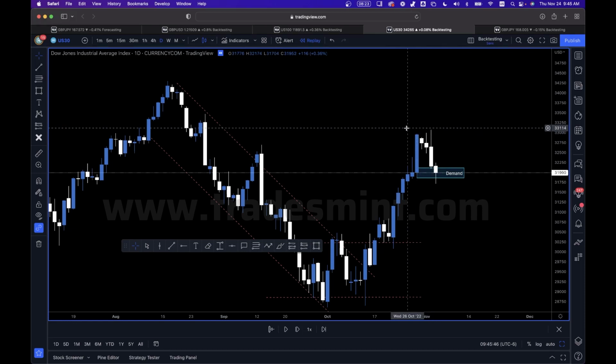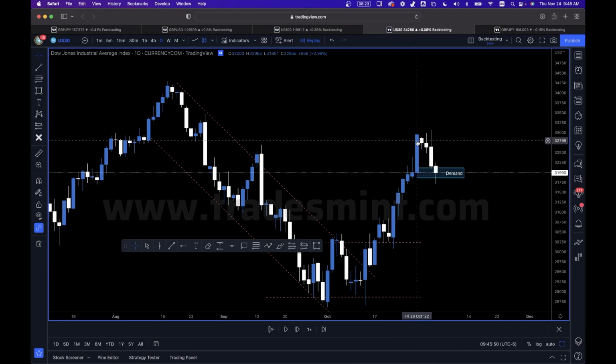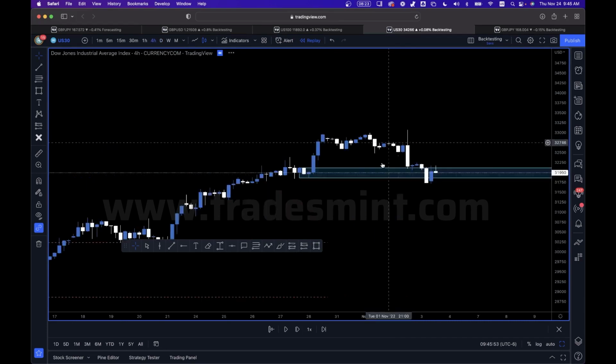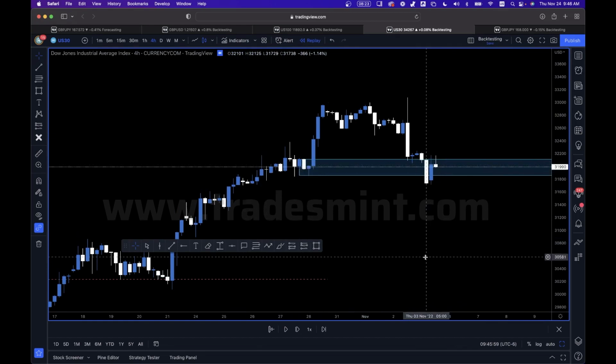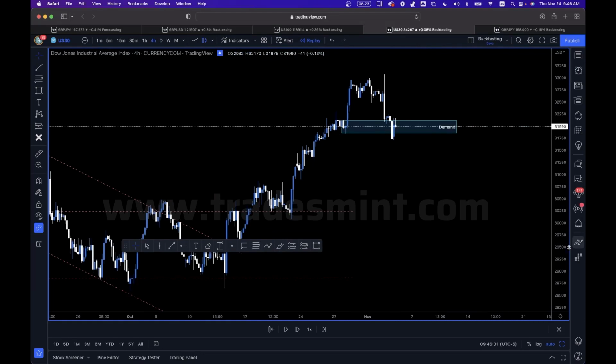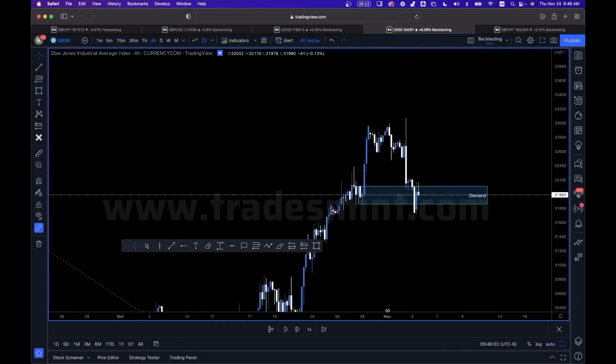We want to be buying. So when price comes, look at this rally, base, rally. Okay, look at the 4 hour. Here, we have a rally, base, rally, okay? So this is a 4 hour demand zone. All right, 4 hour demand.